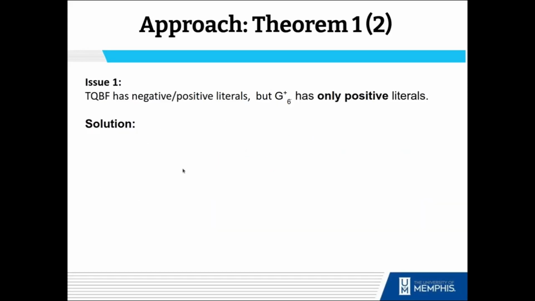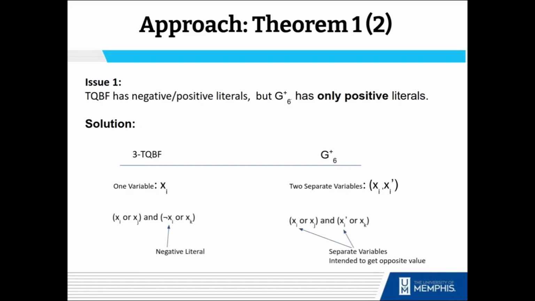All right. So, the first issue is TQBF has both negative and positive literals, but G positive 6 has only positive literals. The solution is, in the TQBF, if we have one variable xi, then we will create two separate variables, xi and xi prime. Suppose in 3-TQBF we have a negative literal here, then in the G6 positive we will have xi prime in that place. This is not a negative literal, this is a separate variable, but we designed this game in such a way that xi and xi prime get the opposite value.